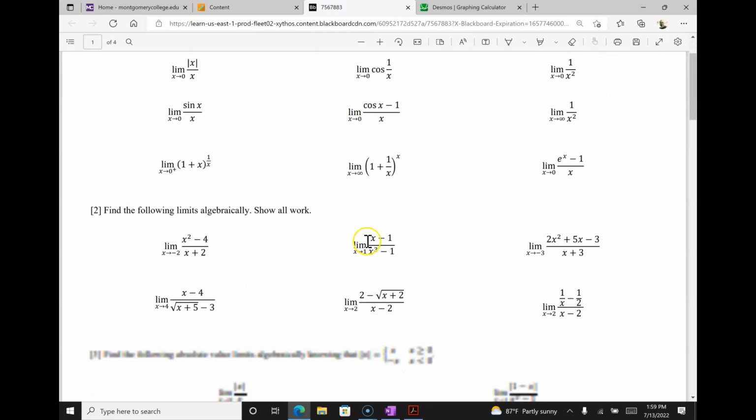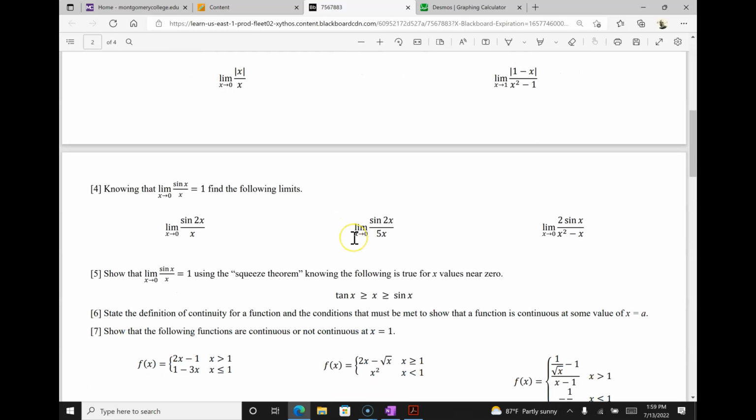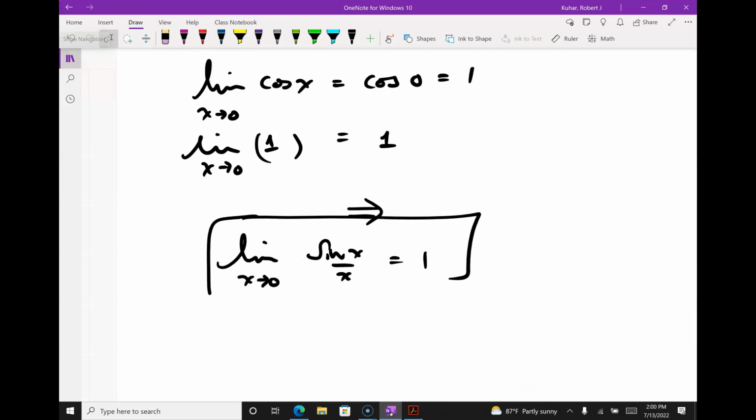I had said yesterday that you could do problems 1, 2, and 3, and now we're on problem 4. I got a mistake here. Notice in number 5, I've got you showing the squeeze that I just showed, but you don't really have to do that because we just did it. But I've got 3 squeeze problems here for you to do. Now, I need something else first before I do one of these.